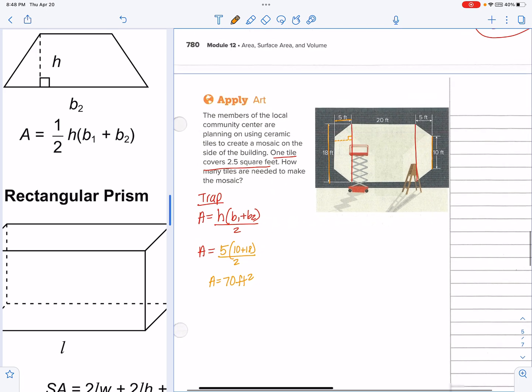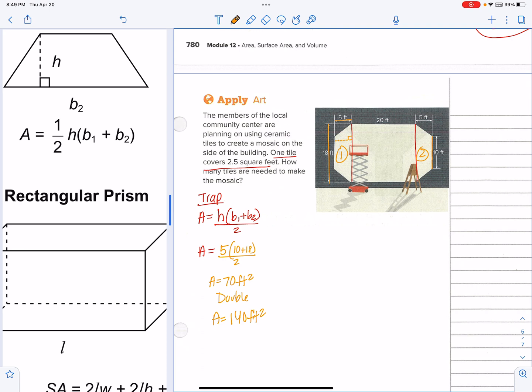Now, I have 2 of those trapezoids, right? Trapezoid 1 and trapezoid 2. So really, we can just double this, and we know that the area of both of our trapezoids together is 140 feet squared, if we add those up.